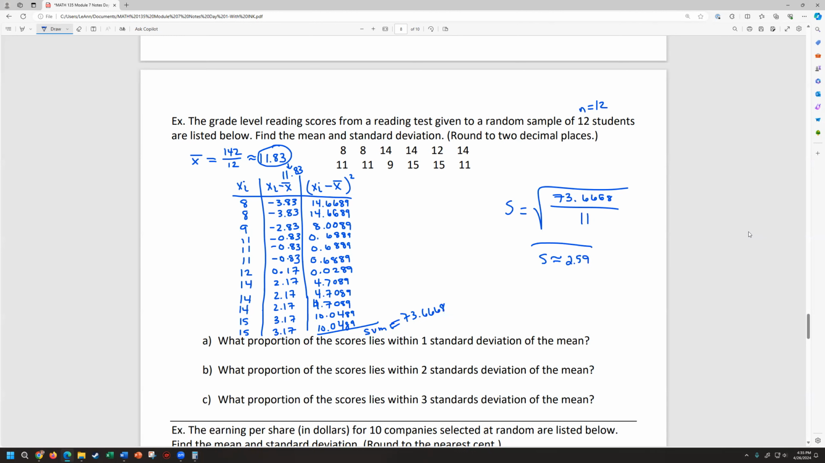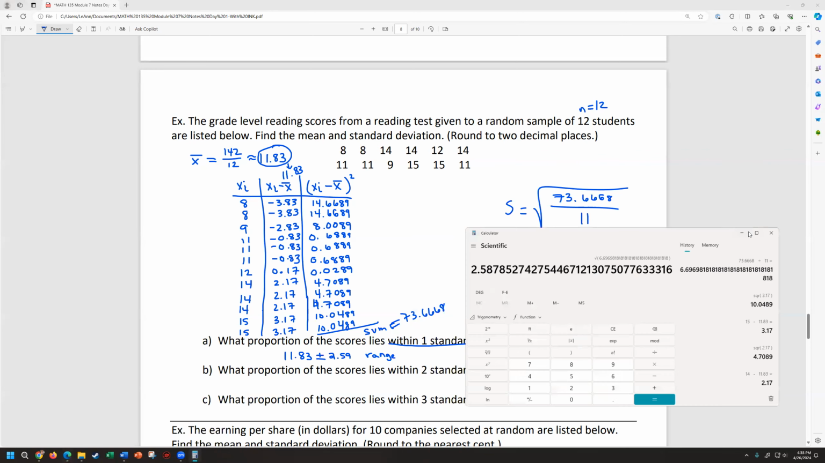Now we have a follow-up set of questions on this problem. It says, what proportion of the scores lie within 1 standard deviation of the mean? So to find that proportion means like a fractional amount. So we have to actually figure out what range this would be. So here's what I was talking about a minute ago. Once you have your standard deviation, you can take your mean, which was 11.83. And if you have 1 standard deviation, you're just adding and subtracting just once the 2.59 from that value. So this is going to give you a range that we would be within 1 standard deviation.